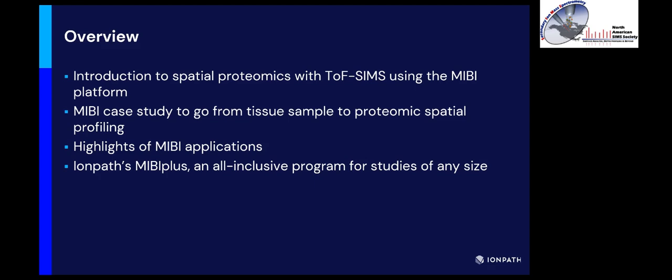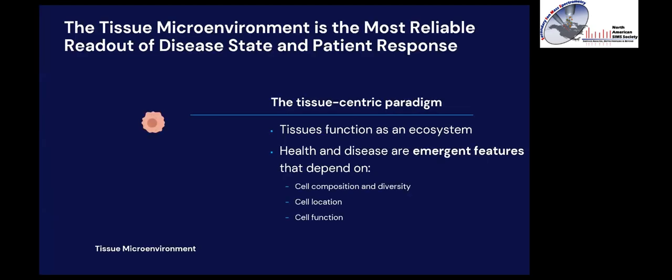And then I'm going to go through a case study from a MIBI data set to show you how we go from tissue sample to proteomic spatial profiling, show you how we stay in the image, stay in the samples, acquire the data, and then do the data analysis to really figure out the spatial relationships of the cells and the cell types within the tissue images. I'm going to highlight a few MIBI applications from some of our customers at Stanford University, where we were spun out of. And then I'm going to talk to you about Ionpath's new MIBI Plus, which is an all-inclusive offering for studies of any size that, like I said, just launched last week.